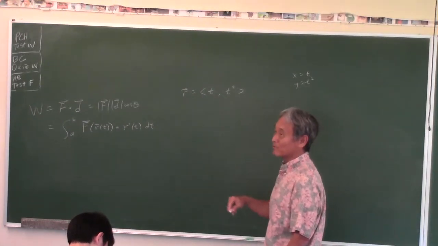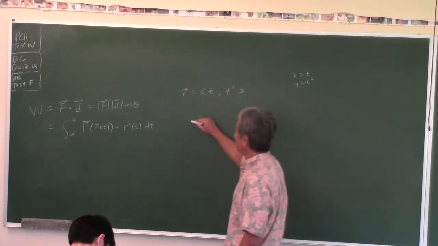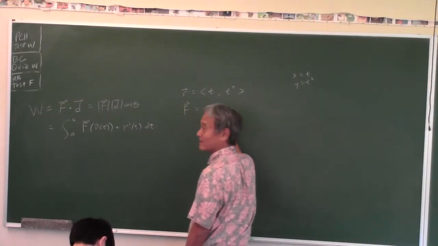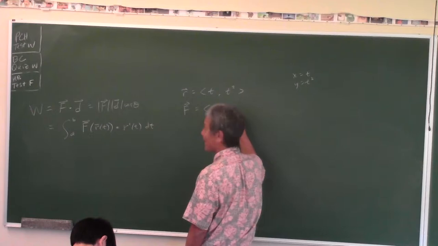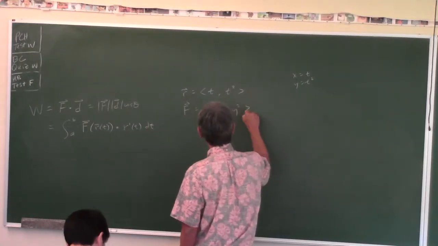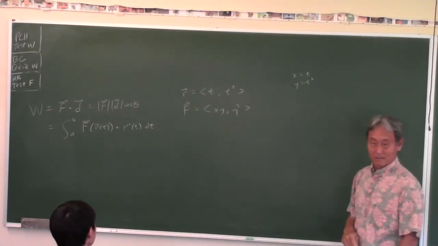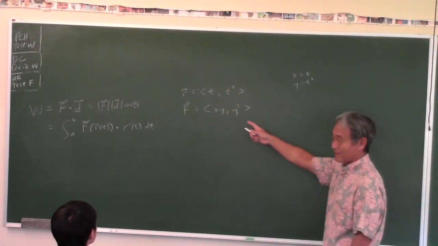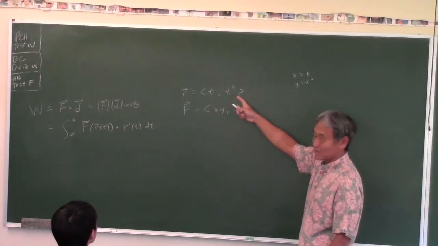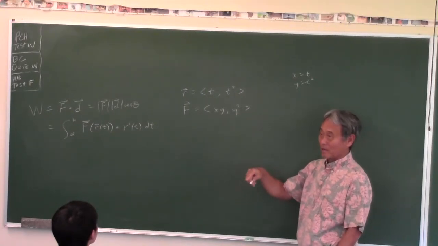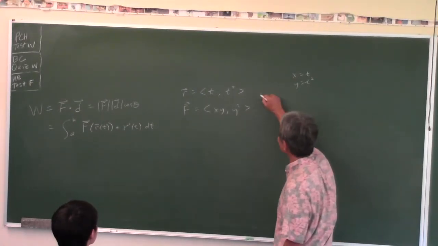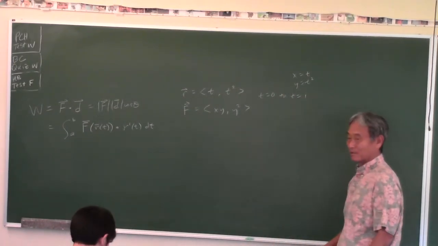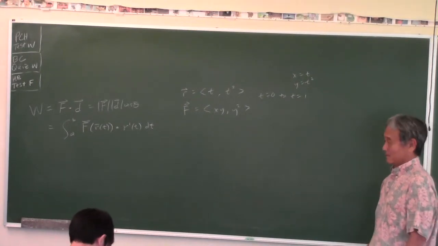It says t goes from 0 to 1, subject to a force. I'm going to write the vector like this: the force is xy, y squared. See, the force is not constant. This is the force vector, and this is how the particle is traveling. So what is the work done as the particle travels from t equals 0 to t equals 1?